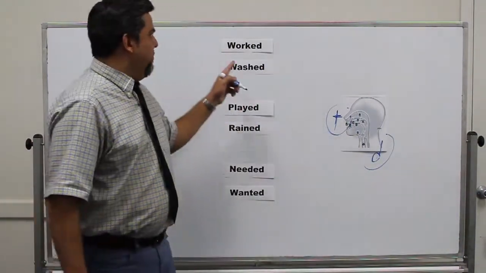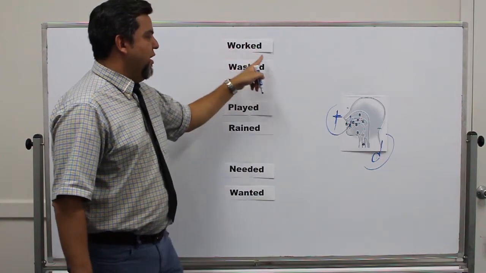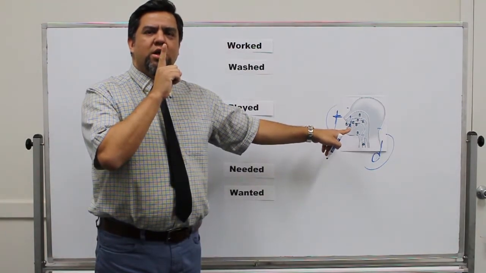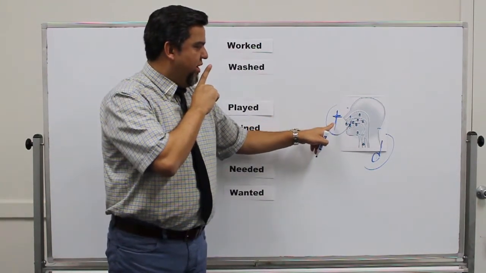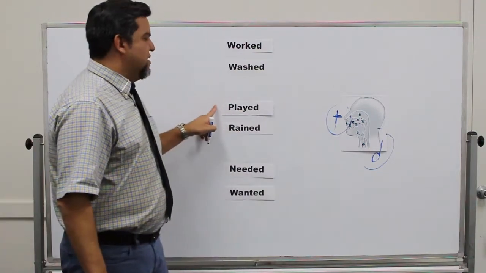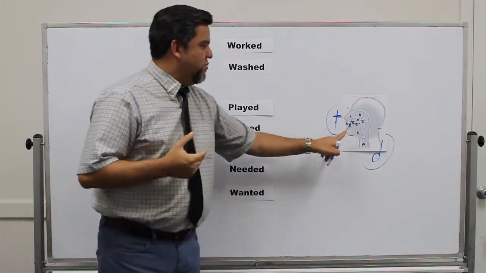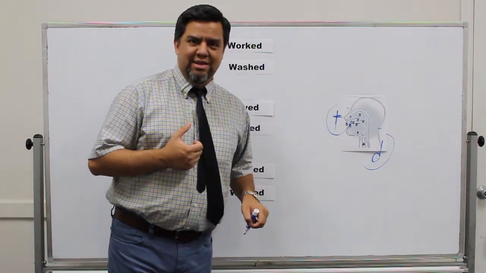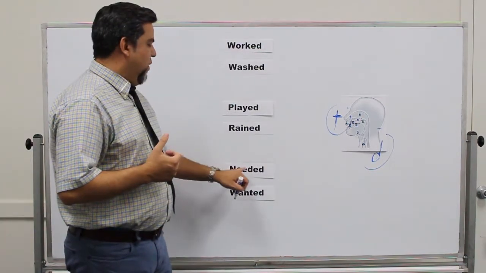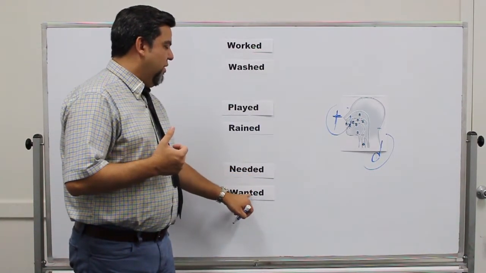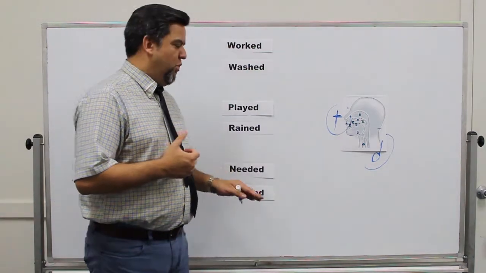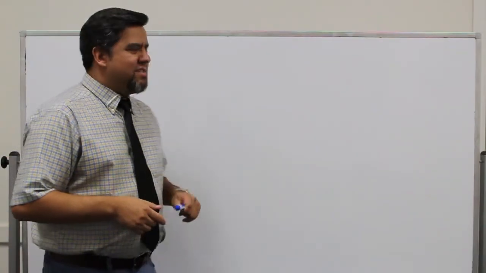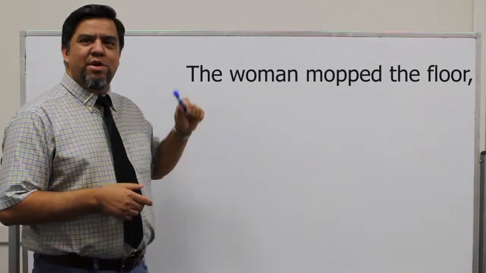So, one more time. Worked, the letter K is produced in our mouth. We can feel the air crashing to our finger. Therefore, the correct pronunciation is a T. But if we see play, the sound is produced in the throat. Therefore, the correct pronunciation will be a D sound. And finally, if a verb finishes in T or in D, the correct sound will be id, like we mentioned before. Needed and wanted.